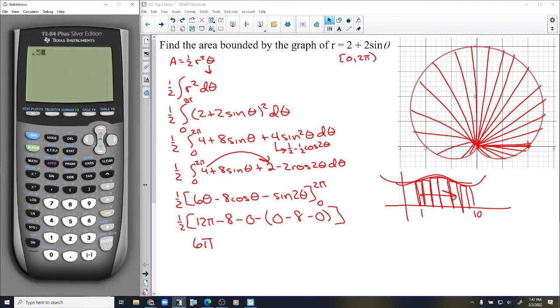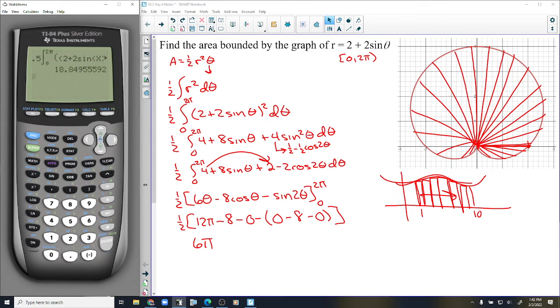We'll go 0.5, math number 9. I got it. Math number 9, 0 to 2 pi of 2 plus 2 sine of x, or theta, squared dx.